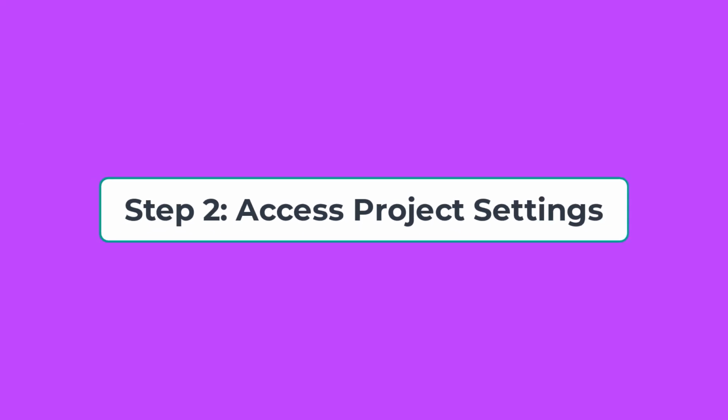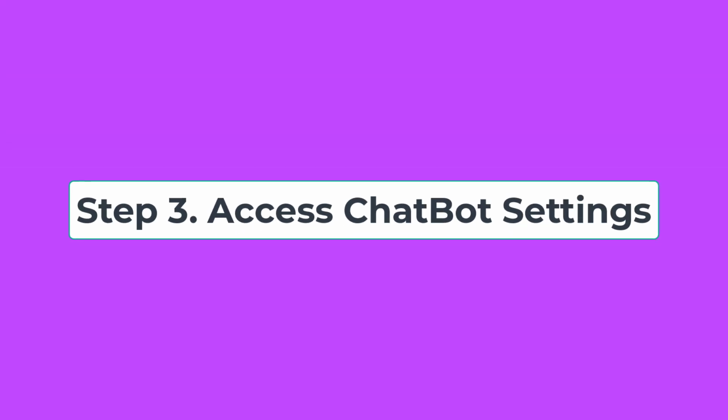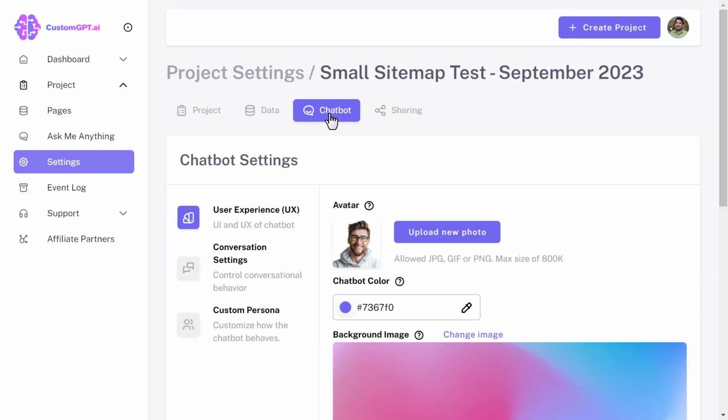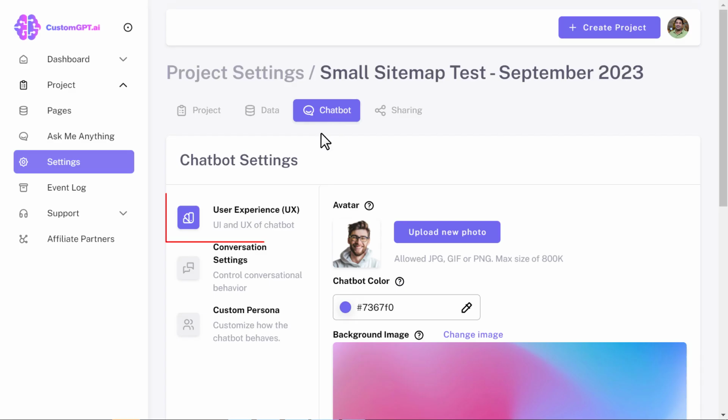Step 2. Access project settings. Click on the Project Settings option. Step 3. Access chatbot settings. Click on Chatbot. Step 4. Access user experience UX. Click on User Experience UX.